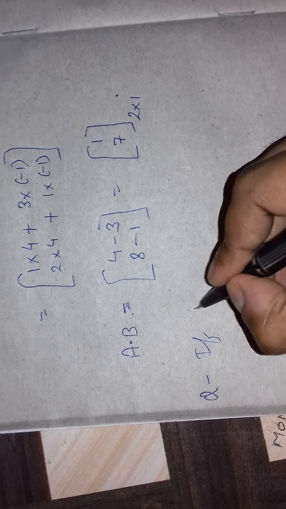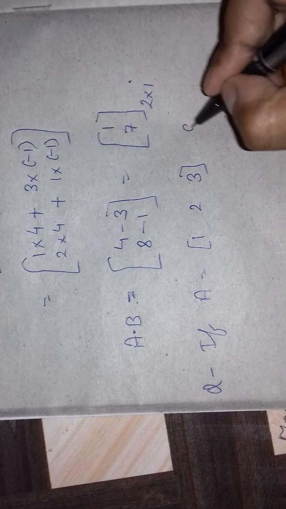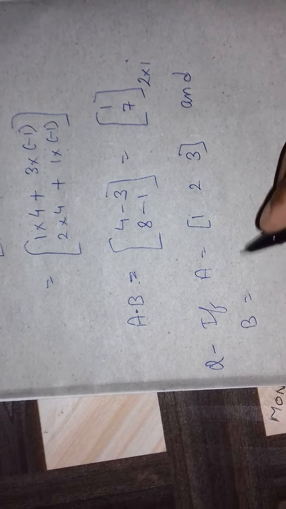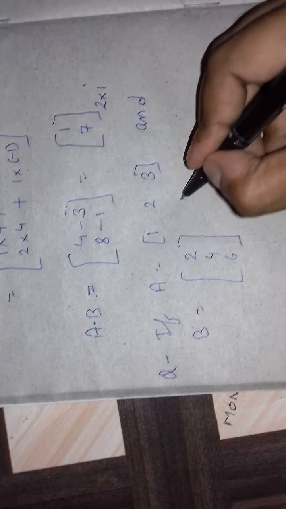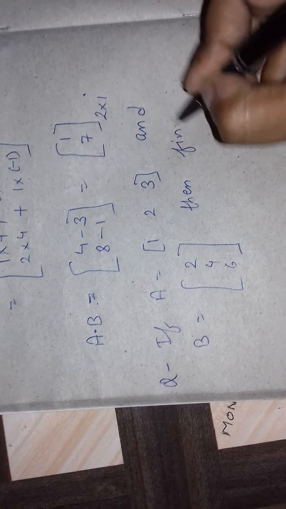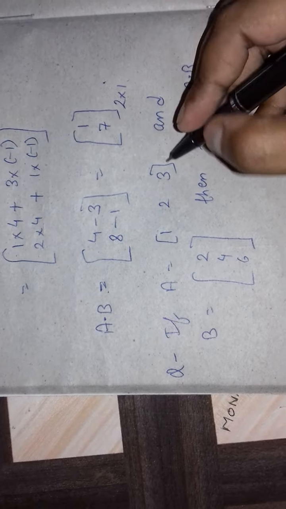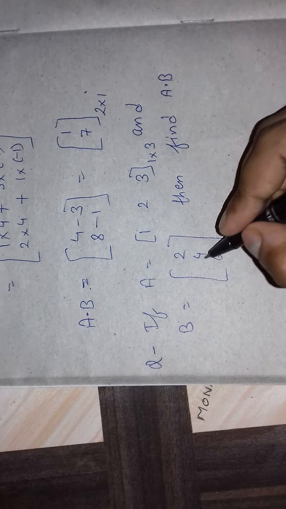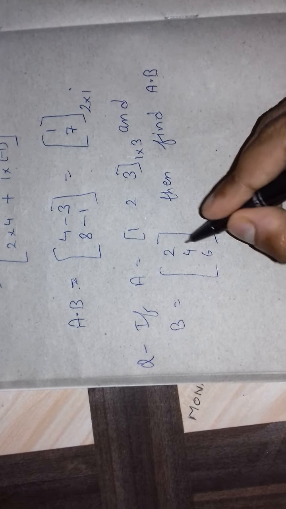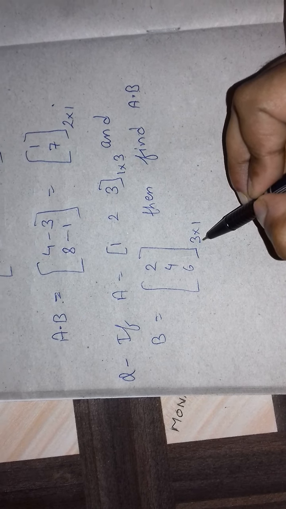If A is equal to [1 2 3] and B is equal to [2; 4; 6], we have to find A into B. So here also A matrix has order of 1 by 3, means it has 1 row and 3 columns. B matrix has 3 rows and 1 column. So here its number of columns is equal to number of rows of B. So we can multiply these two matrices A into B.